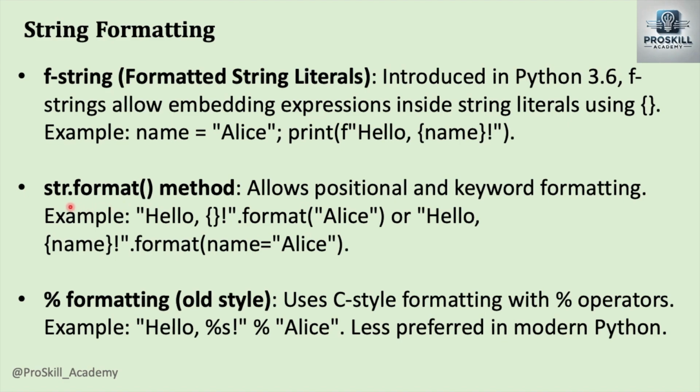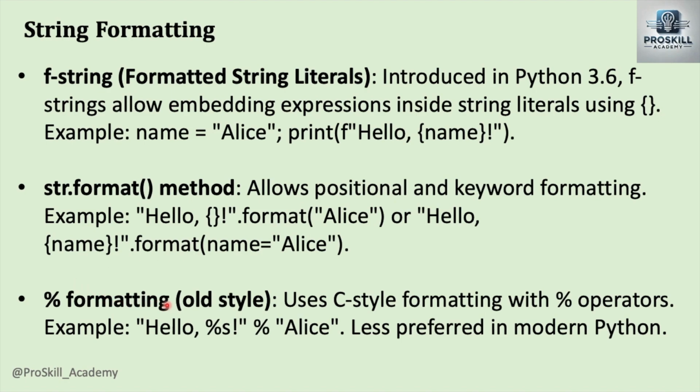The second one is the .format method. This method allows you to insert values into a string using placeholders defined by curly braces. You provide the values by calling the .format method on the string. It supports both positional and keyword arguments, making it flexible and suitable for a wide range of use cases. While still widely used, it is more verbose compared to f-strings.